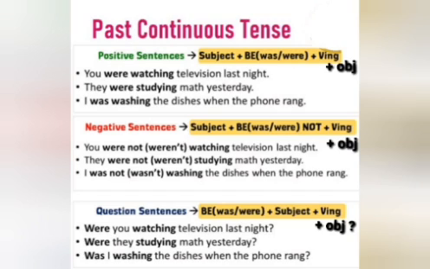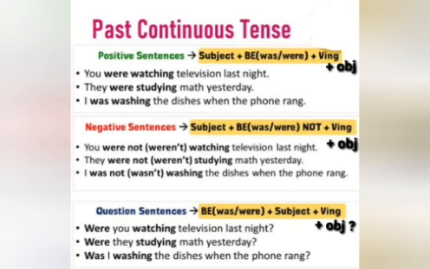Now to write the negative form of past continuous tense, you simply insert not after was or were. Like, you were not watching television last night. Take another, I was not washing the dishes when the phone rang. Now how to write the question form? You simply bring was and were in front of the subject. For example, were you watching television last night? Or was I washing the dishes when the phone rang?